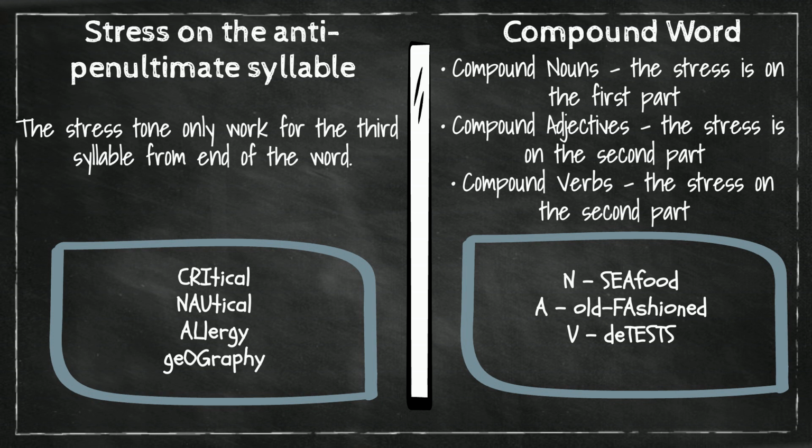And lastly, we have compound words. There are 3 types of compound words. For compound nouns, the stress is on the first part. Compound adjectives have the stress tone on the second part. And lastly, the compound verb has the stress on the second part.